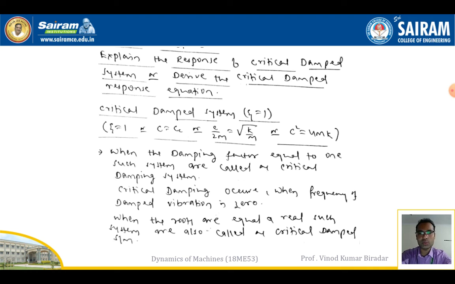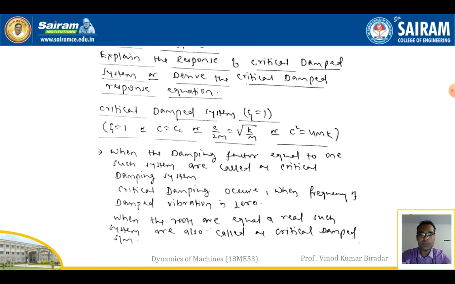Zeta equal to 1 we call critical damped, or C equal to Cc, where C is the damping coefficient and Cc is the critical damping coefficient. If C is equal to Cc, then again we call it a critical damped system. Or C by 2m is equal to the square root of K by m, the natural frequency, is also called a critical damped system. Or C square is equal to 4mk, so that particular system is also called a critical damped system. So here is the definition: when the damping factor is equal to 1, such systems are called critical damped systems.